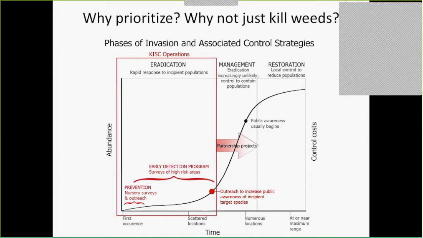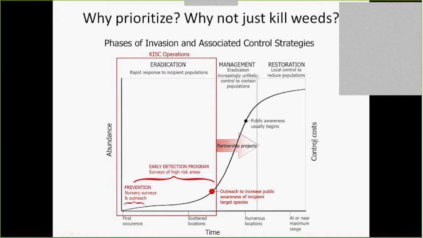So here's the invasion curve where we've got abundance of an invasive species on the y-axis and time on the x-axis, and you can see that there's this nice lag time usually where the abundance doesn't grow too much until it gets to a certain point. And then as it increases, eradication of that species is increasingly unlikely. So KISC likes to operate in this red box here, where we commit our resources to eradicating species. So that means we have to make really good choices about which ones we choose to eradicate.